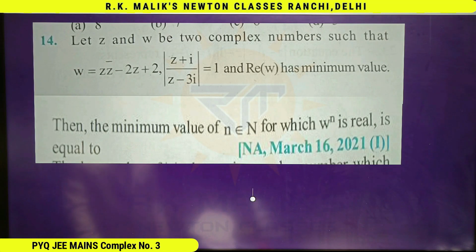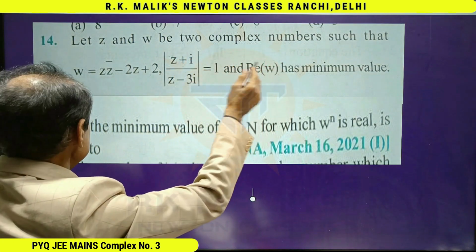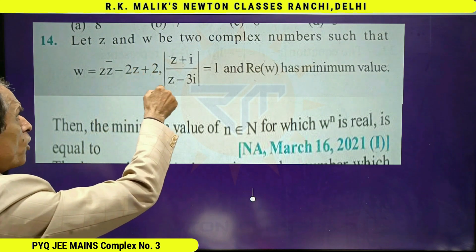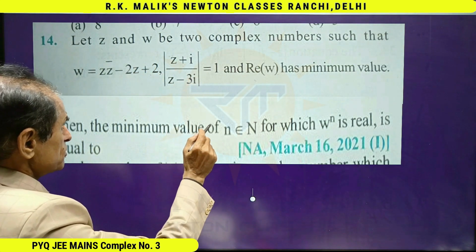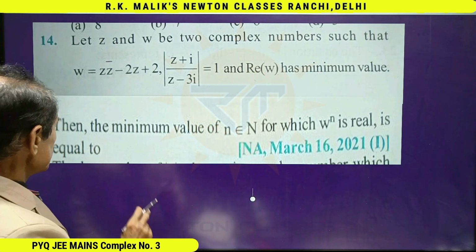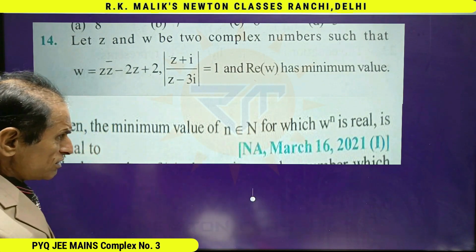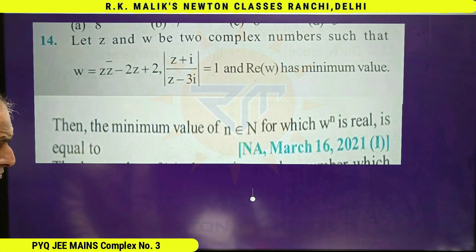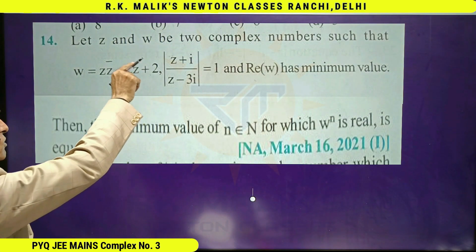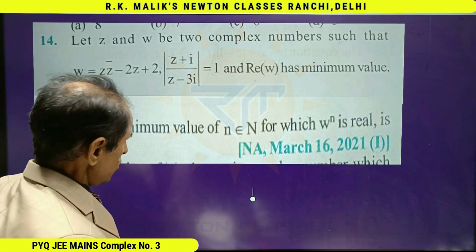In this question, it is told to us that let z and w be two complex numbers such that w is equal to z z bar minus 2z plus 2i, and mod of (z plus i) upon (z minus 3i) is equal to 1, and real part of w has minimum value. Then the minimum value of n for which w to the power n is real, where n is a natural number. Note that w has to satisfy two conditions.